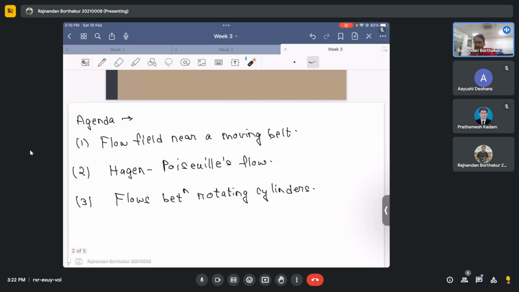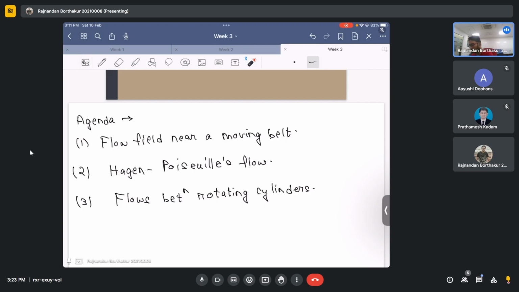So today, as I said, we saw one problem, but we didn't explicitly solve it. That is something known as the flow near a moving belt, and we will try to see what will be the velocity profile when there is a belt which is moving with a fixed velocity, of course in an inertial frame of reference. If there is a fluid which sticks to the belt, and when the belt moves, the adjacent fluid also tends to move, then our objective is to calculate the velocity profile of that nearby fluid.